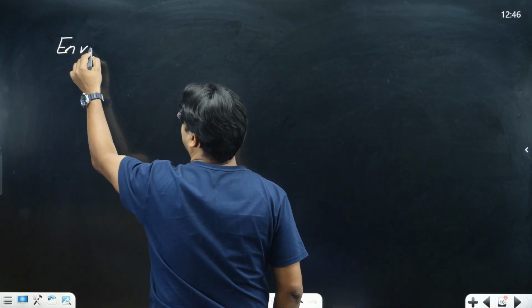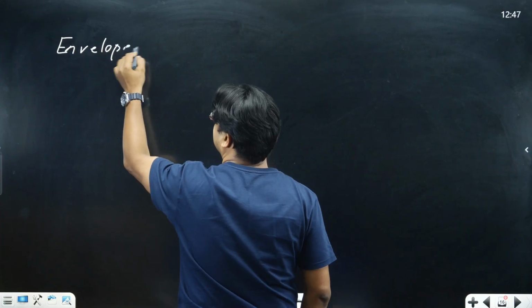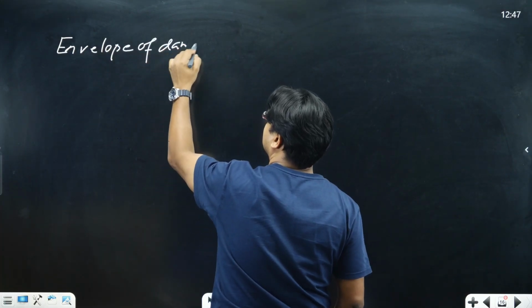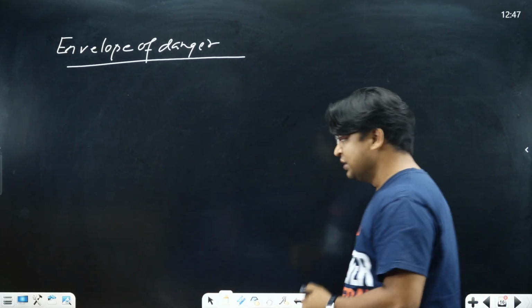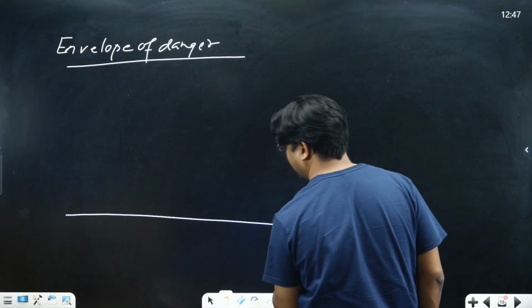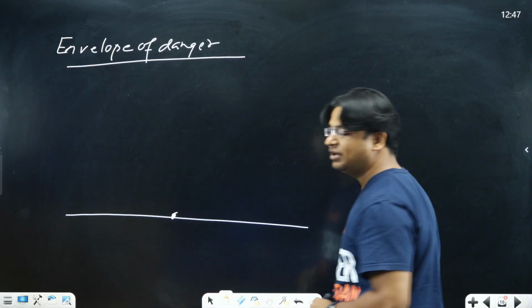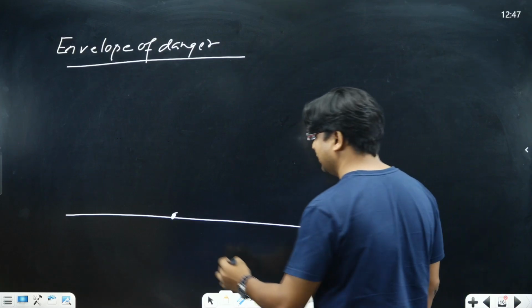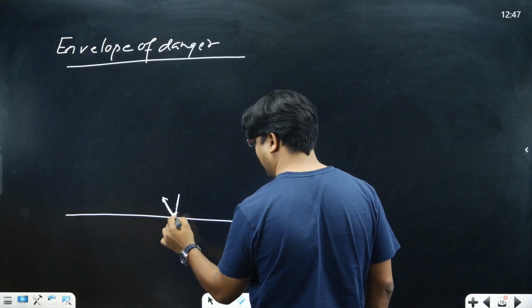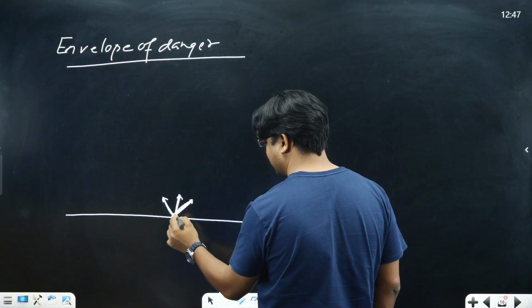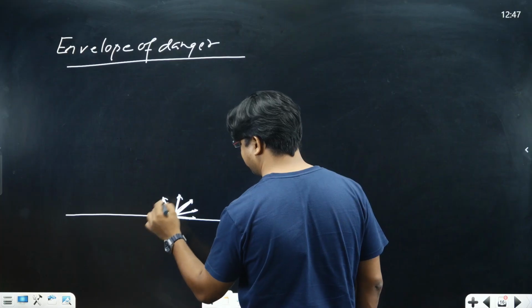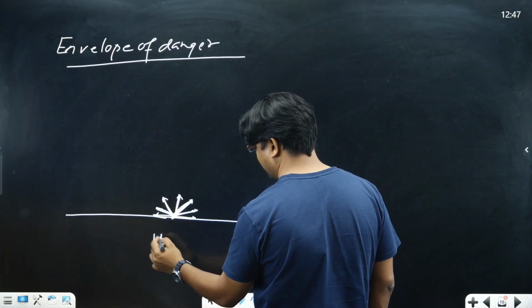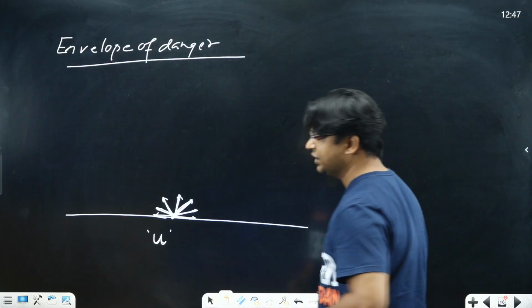envelope of danger. Okay, now what are we talking about? Suppose this is ground and there is a cannon mounted here which can shoot in any direction. But the speed with which it will shoot, that speed is u. It always shoots with a speed u, but it can shoot in any direction.